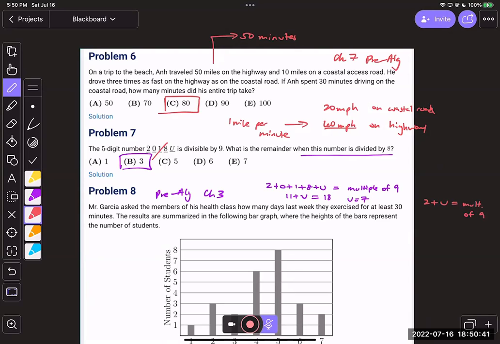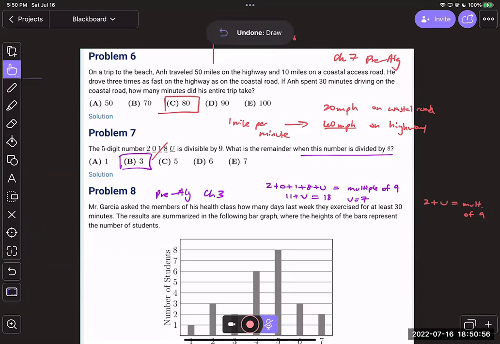In this case, the question is pretty simple anyways, but had there been more digits, this would be a more important property to take advantage of. All right, any questions here? Once again, another pre-algebra method.